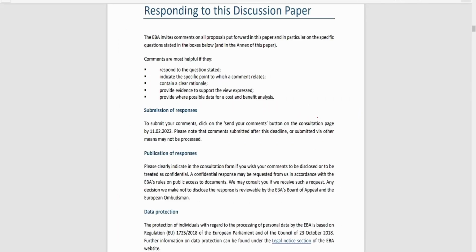So you could respond to this discussion paper. As I said, banks obviously will respond, but you can also respond in your individual capacity. So if you want to respond, these are some guidelines. I think the contact details are also in this paper, and you can respond to the regulators with your points.